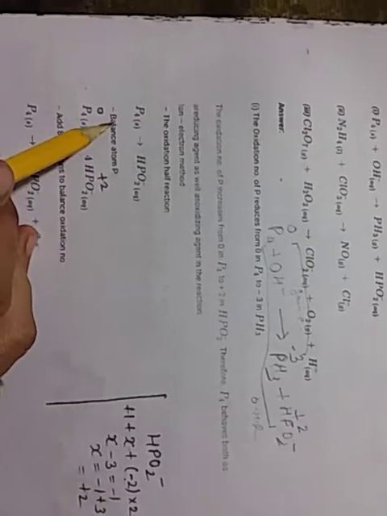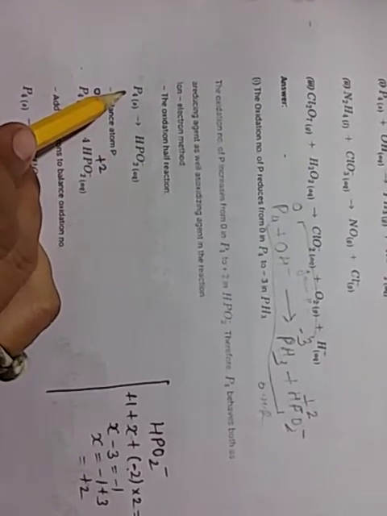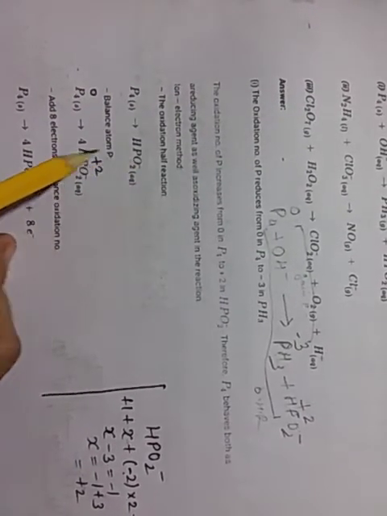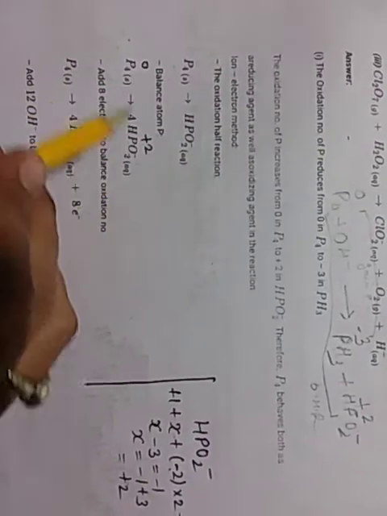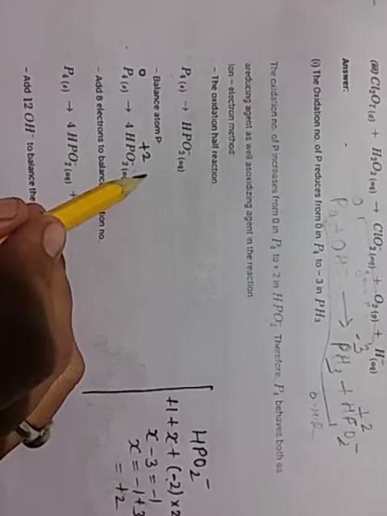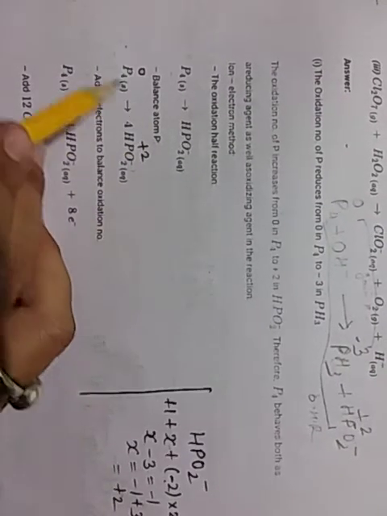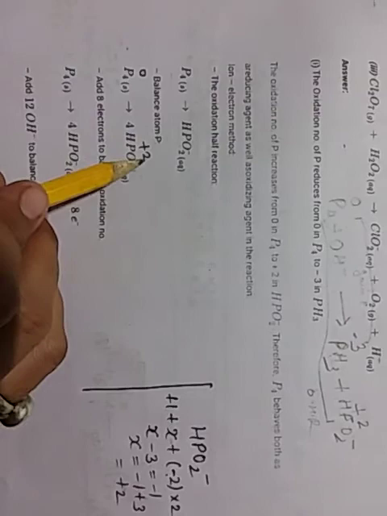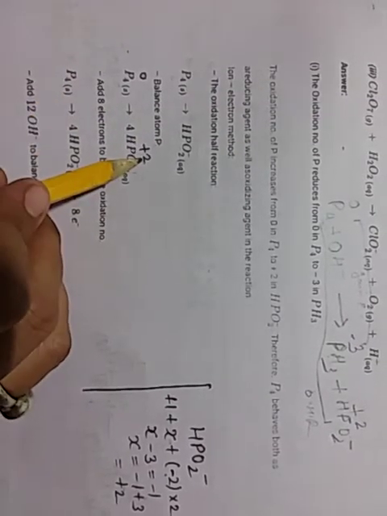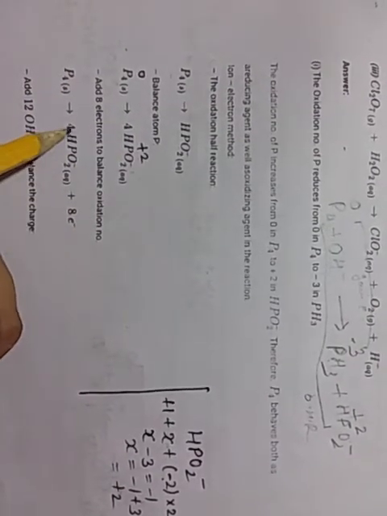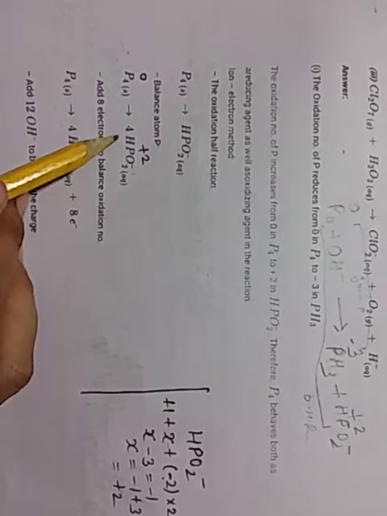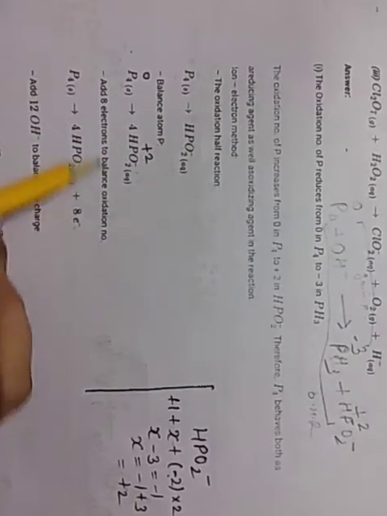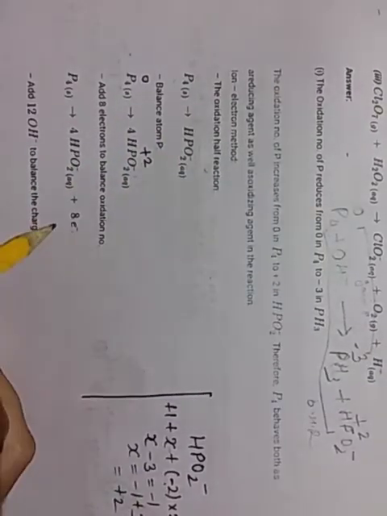Then balance the phosphorus atoms. Here there are 4 phosphorus and on the right side a single one, so we write 4. Then 0 to plus 2 means 2 electrons lost for one phosphorus, so for 4 phosphorus it is 8 electrons lost. So the equation is P4 converting into 4 HPO2 minus plus 8 electrons. This is the oxidation half reaction, meaning loss of electrons.